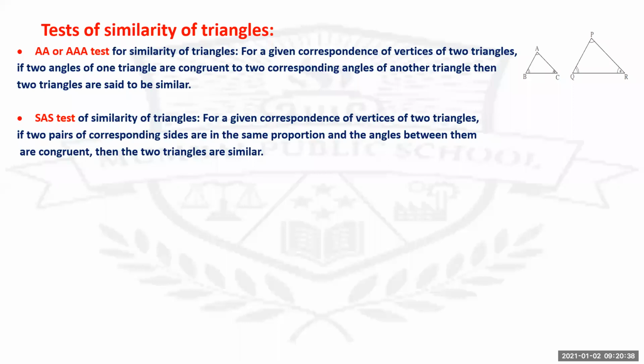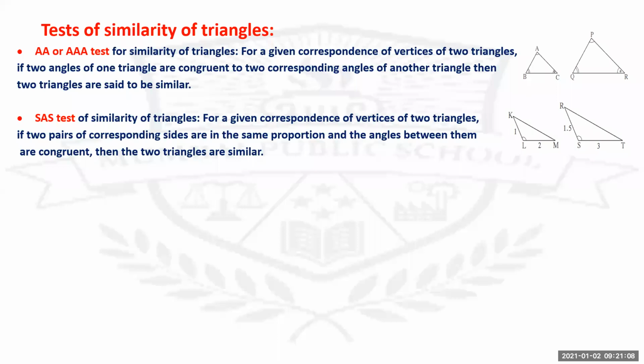So check, here is the difference between the similarity and the congruency of triangles. In similarity, the sides are in proportion, and in congruency, the sides are equal in their measures. Remember this, you have to keep these terms in your mind, that for similarity, the sides come in proportion, and for congruency, the sides are equal in their measures.